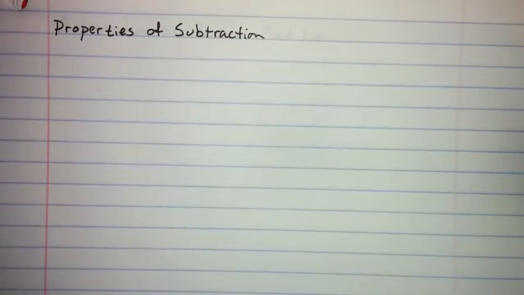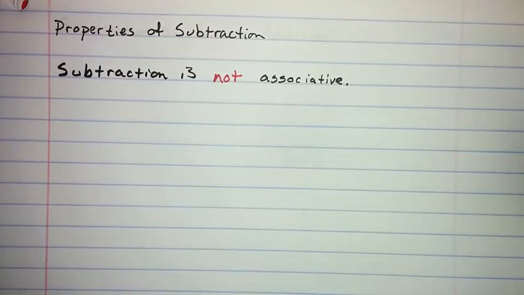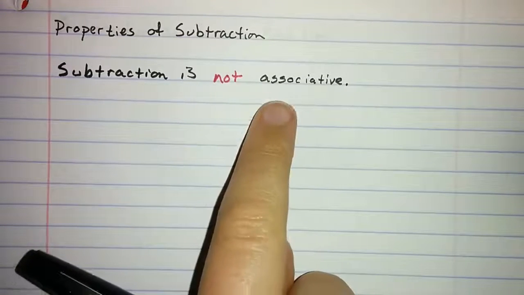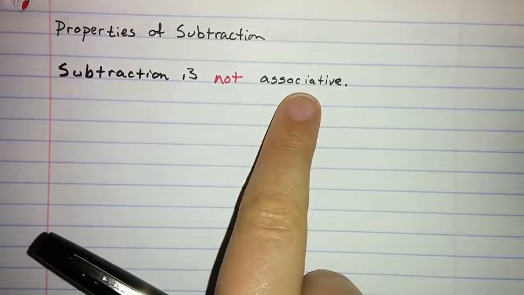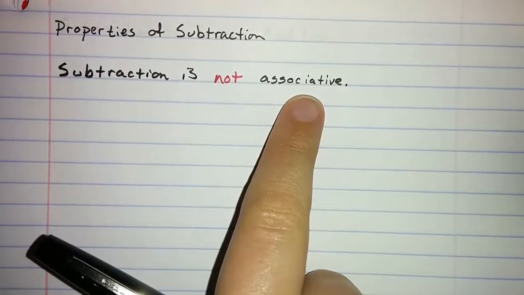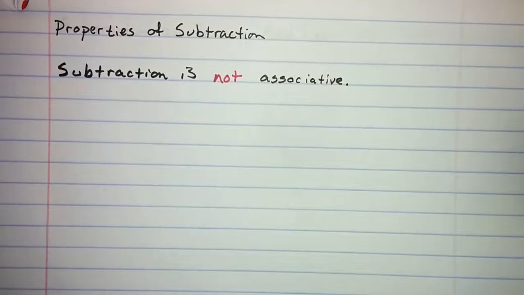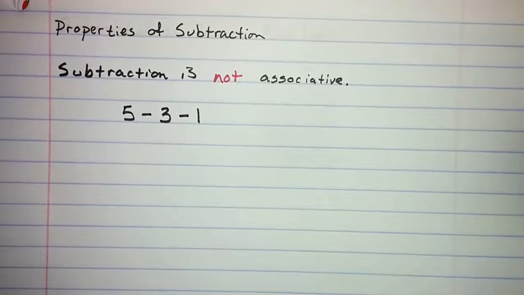Now, just like addition did, subtraction has some properties. It doesn't have the same properties, however. For example, subtraction is not associative. That means if we have more than one instance of subtraction in an expression, it matters what order we do them in. For example, let's say we have 5 minus 3 minus 1.